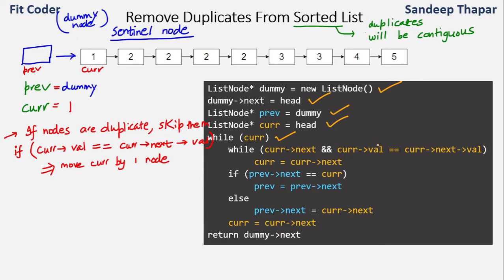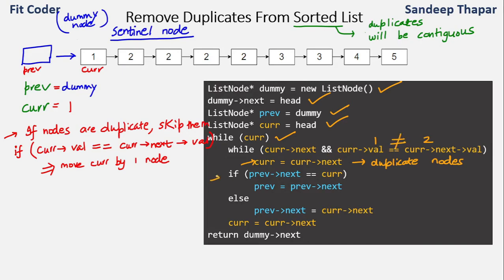Then inside this while loop, we have another while loop where we are checking for duplicate nodes. So here we are doing current val is equal to current next val. So whenever the two contiguous nodes have the same value, we'll move current by one node. So current value is 1 and current next value is 2. So these are not equal. So this condition is not true.